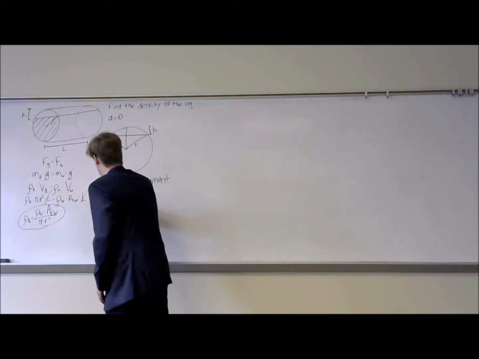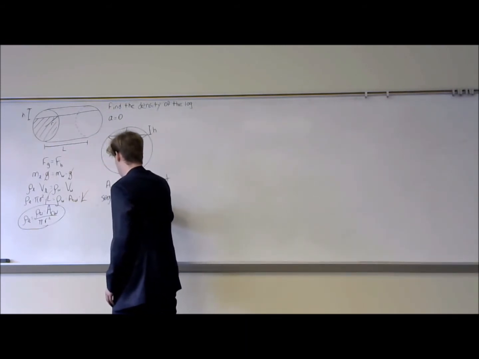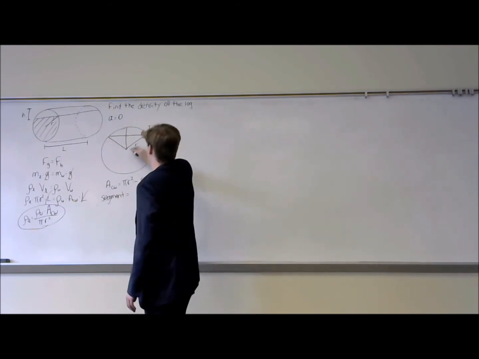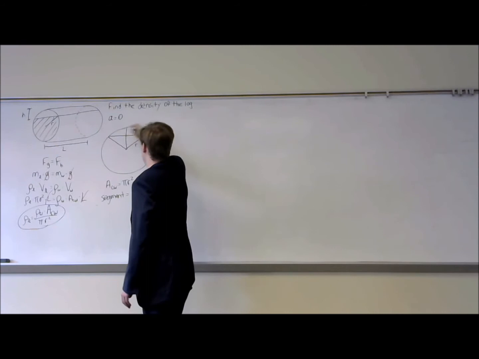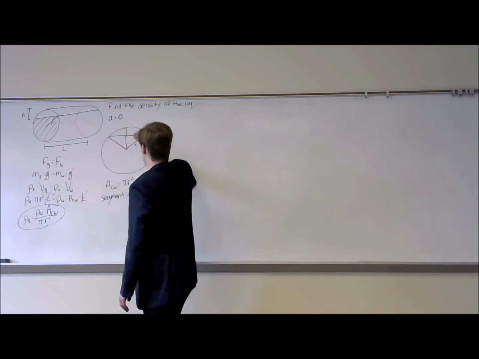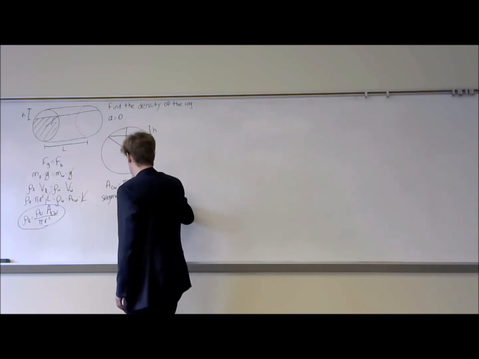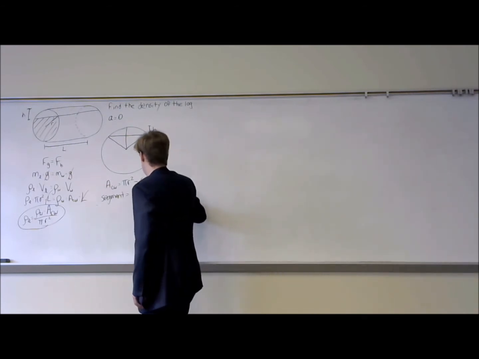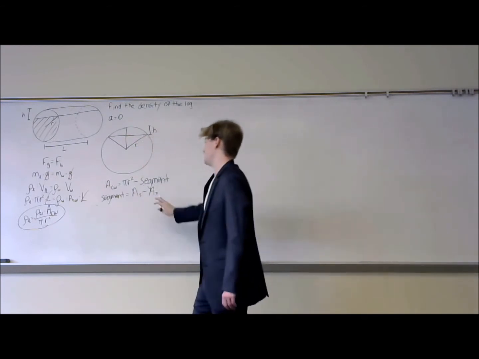So the segment equals, if we want just this top portion, we can find the sector, or this ice cream cone shape, and subtract the triangle. I'm going to call that A_S for the area of the sector minus the area of the triangle, just like that.